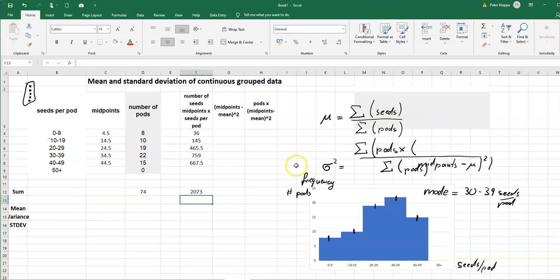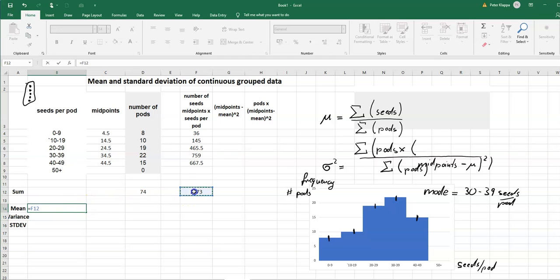Now for the mean, to calculate that, we just simply divide this number of seeds by the number of pods, and we would get equals 2073 divided by 74, and we would get roughly 28 seeds per pod. So that would be our mean in this case.